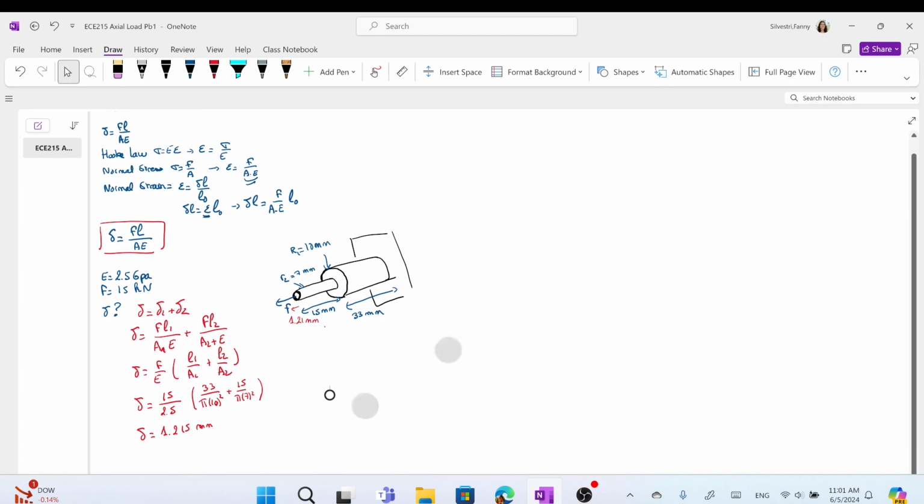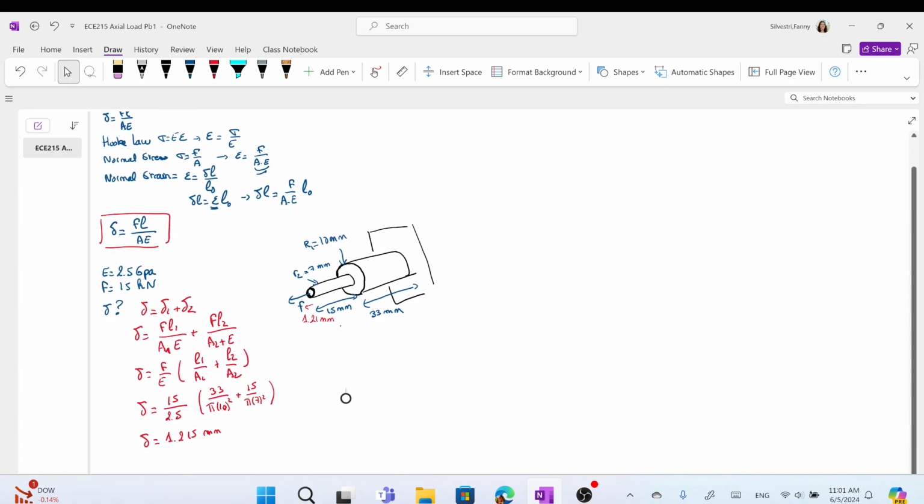So that's it for this first problem. I will move that over so we can have everything on your page. I hope that makes sense and that you will remember where the formula delta equals F times L divided by AE is coming from. It's just playing with the equations that you already know.